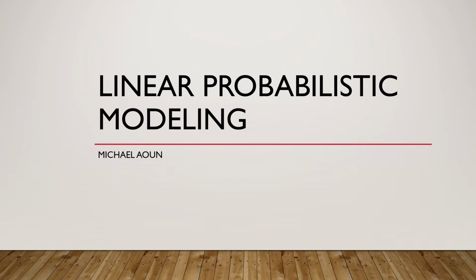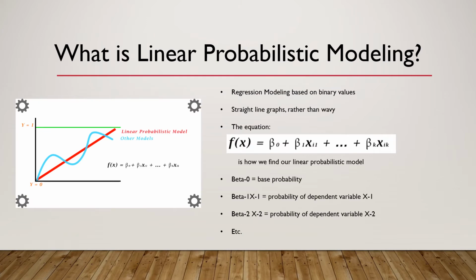So you might be wondering to yourself, what is linear probabilistic modeling? Well, I'll try to put it as simply as I can, since it's not exactly a complex topic, but one that you will need to wrap your head around. So let's get started. Linear probabilistic modeling is a type of binary regression modeling, or modeling based on a binary value of 1 or 0, oftentimes representing a success or failure in your dataset.